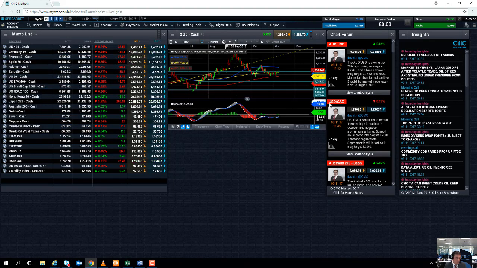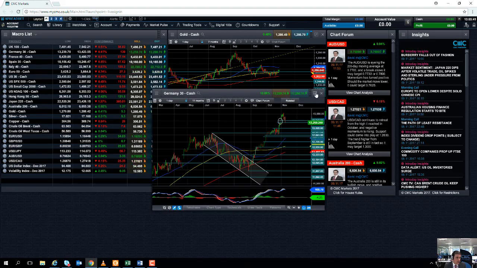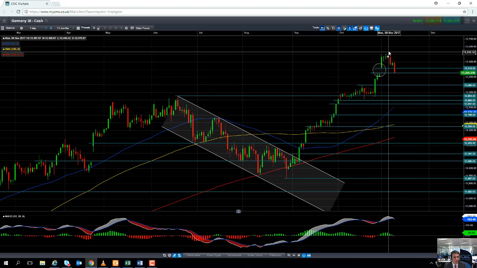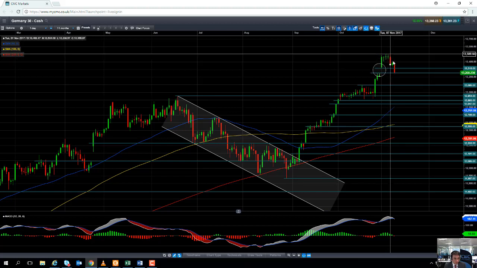Seeing as we have important numbers coming out from the Eurozone next week, the DAX is going to be in play. And the DAX has had quite a positive run recently. Not too long ago, it was at a record high. And the DAX has since come off its record high.